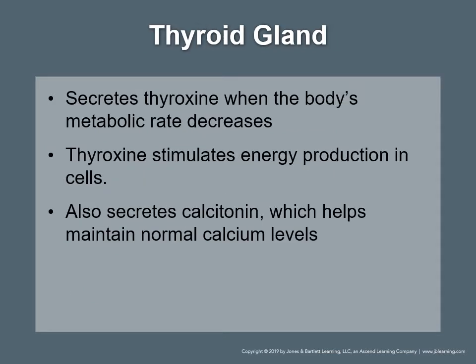The thyroid gland. Thyroid hormones are secreted in response to stimulation of the thyroid gland by the anterior pituitary gland. It secretes thyroxine when the body's metabolic rate decreases. It stimulates energy production in cells. The thyroid gland also secretes calcitonin, which helps maintain normal calcium levels in the blood. Calcitonin travels to the bones where it stimulates the bone-building cells to absorb the excess calcium.